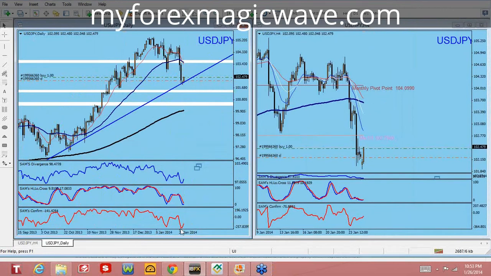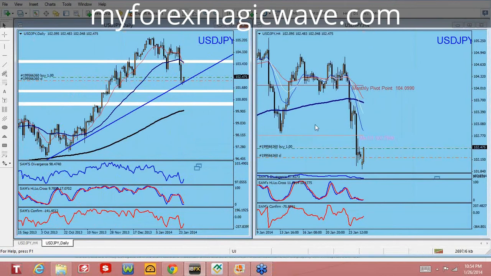This indicator, Sam's Confirm, is the one that moves before anything. It's going to go up already before Sam HiloCross makes a cross, later. So this is a confirmation. We are already turning to the upside, and Sam HiloCross is about to make a cross. So daily is perfectly fine because we have a nice uptrend on the daily chart.